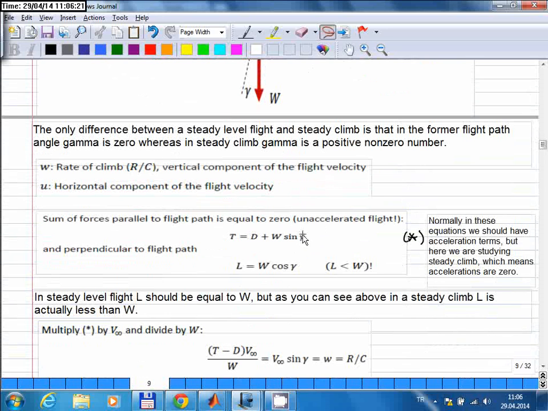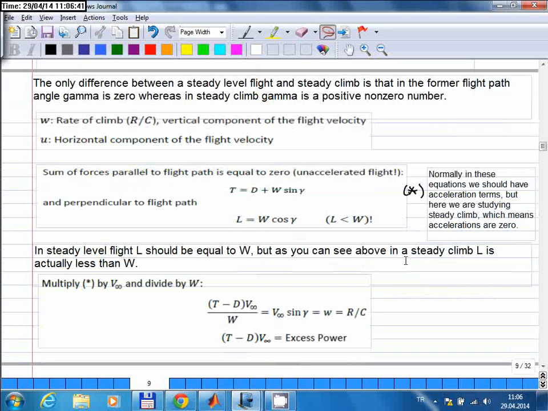So obviously if you set gamma equal to 0, you go back to the previous equations, right? For gamma equal to 0, these two equations are valid, but for the climbing case, these terms are introduced into the equation. One interesting thing here is, for steady level flight, lift should be equal to the weight of the aircraft, right? But for climbing flight, that's not necessary. The lift can actually be less than the weight of the aircraft because it only carries a part of the weight and not the entire weight of the aircraft, right? And the remaining part is carried by the thrust force.